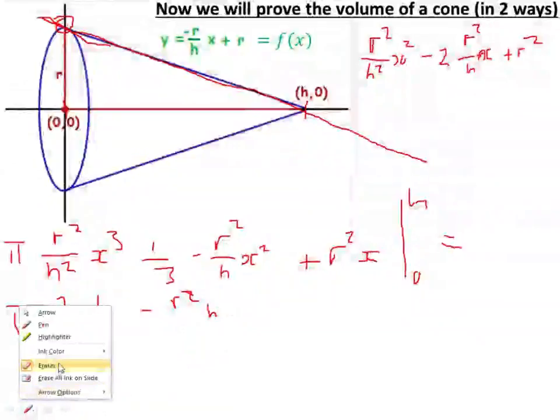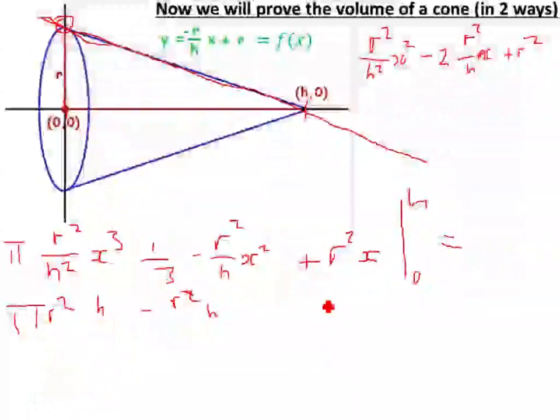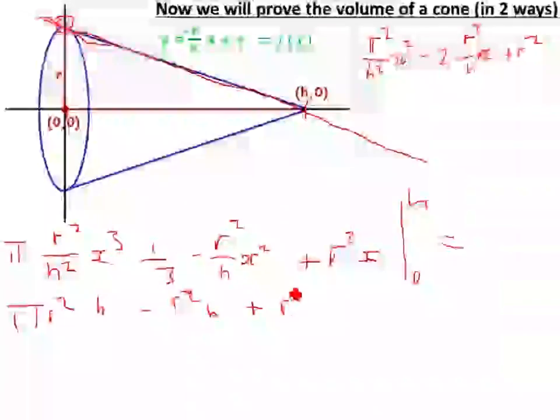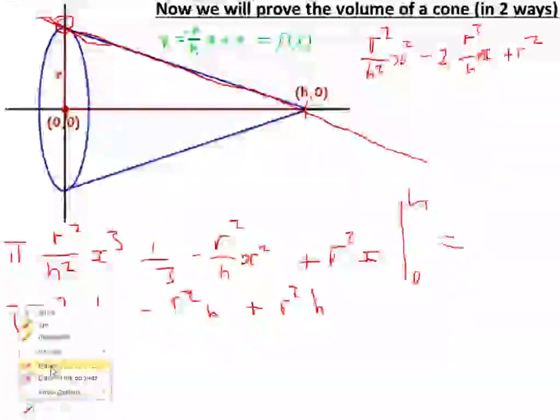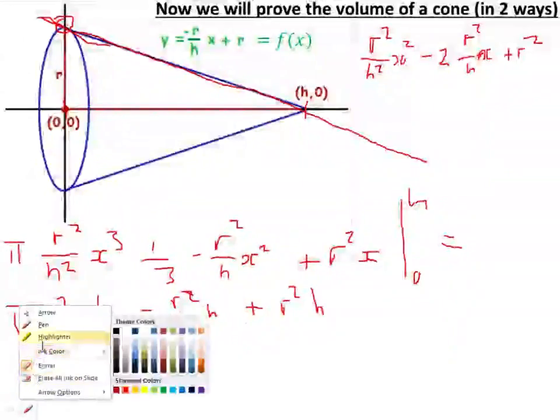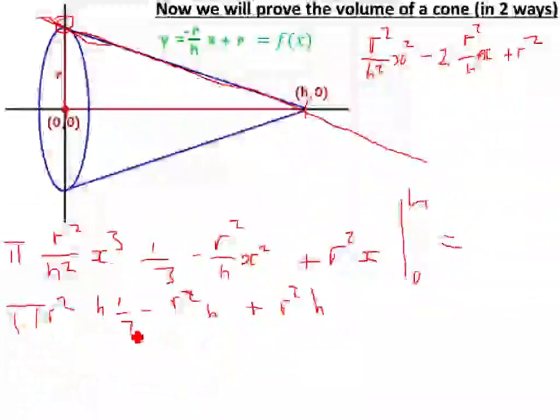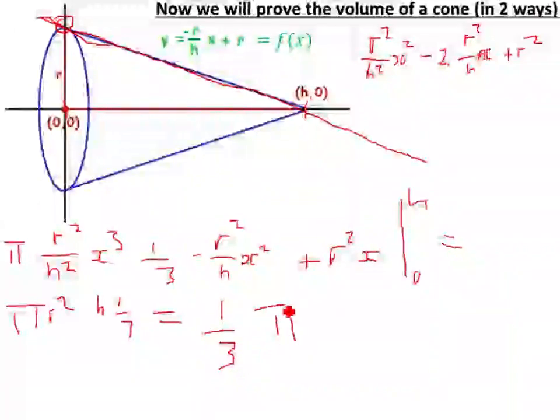So now we're left with negative r squared h, and here again positive r squared h, and these two cancel out. Oh, I forgot to write 1/3 in here. So then we're just left with 1/3 pi r squared h, and that is the volume of any cone.